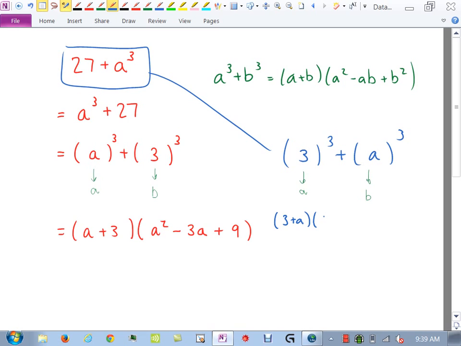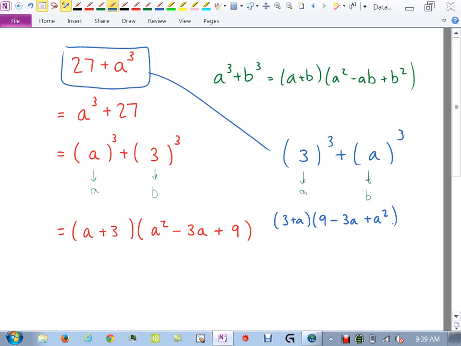A squared, which would be 3 squared, so 9, minus a times b, which is 3 times a, then plus a squared, which is exactly the same as this, right? A plus 3 is the same as 3 plus a. Then I have an a squared, positive, right? A squared. I have a minus 3a, minus 3a. I have a positive 9, positive 9. So these are exactly the same, just different order.